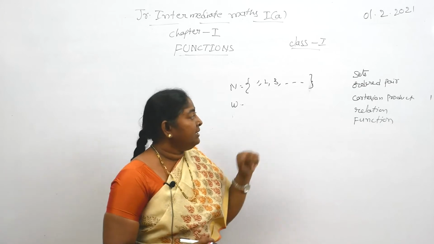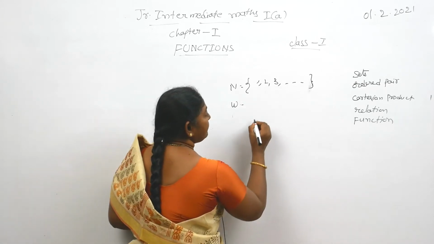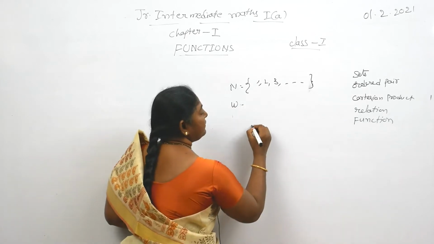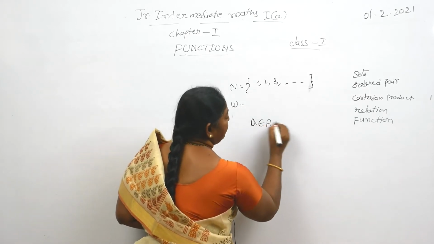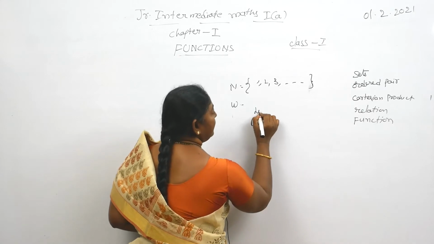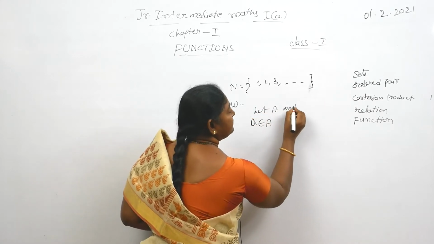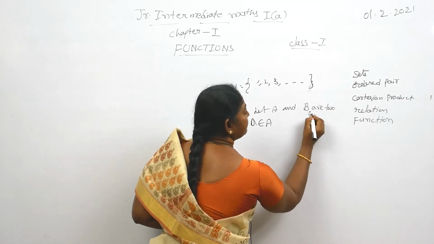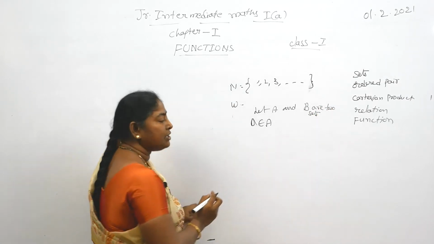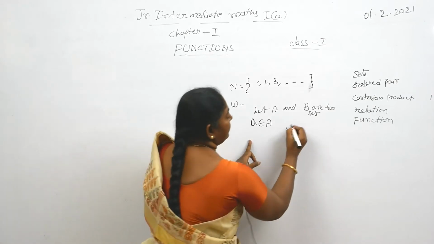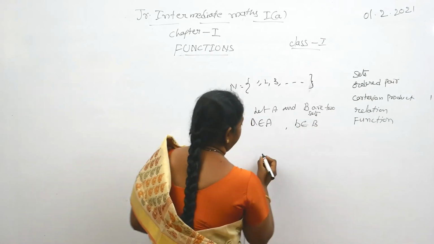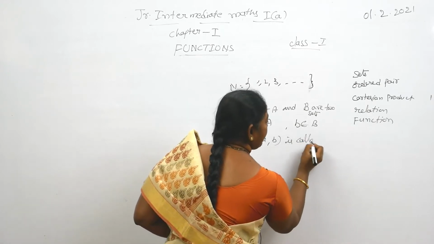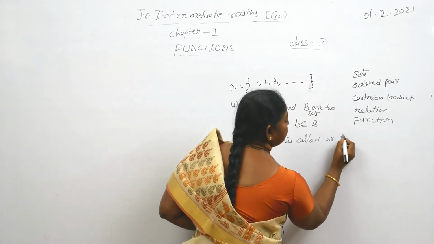Next, ordered pair. Suppose A and B are two sets. Small a belongs to capital A and small b belongs to capital B. Then (a, b) is called an ordered pair.